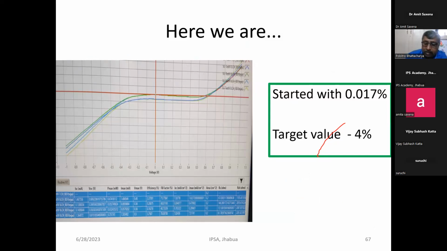And now my friends, Professor P.K. Singh and his students have demonstrated that yes, one can go up to 3.7% also. This value is 3.3. Okay, 3.7 also we have achieved. So we are very close to 4%. And I think that if I get 4%, I should stop working with the dye-sensitized solar cells.